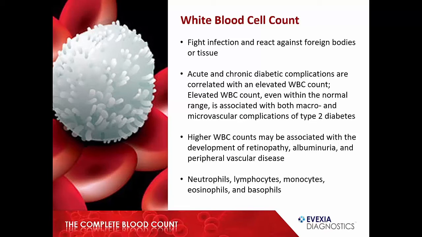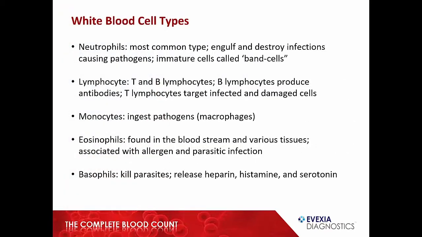And of course, you know the players here: the neutrophils, lymphocytes, monocytes, eosinophils, and basophils, which I'll be reviewing. So, the neutrophils are the most common type. They engulf and destroy infection-causing pathogens. The immature neutrophils are called band cells. The lymphocytes, there's T and B lymphocytes. The B produce antibodies, and the T lymphocytes target infected and damaged cells.